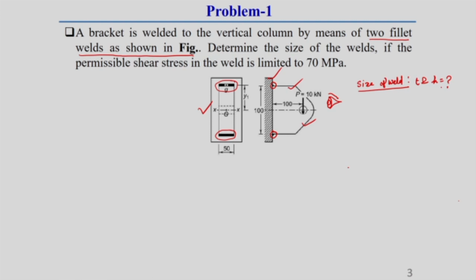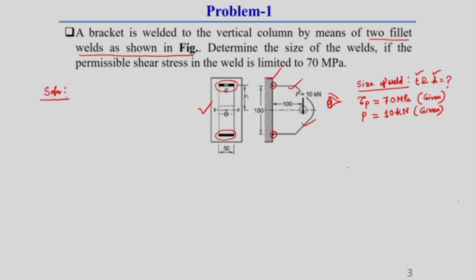The permissible shear stress in the weld, tau permissible, is given as 70 MPa. Another thing given is the load P, which is 10 kilonewton. These are the given data. Using this given data and the dimensions of the bracket, we have to find the throat thickness T and leg length H. We will now start solving this problem.